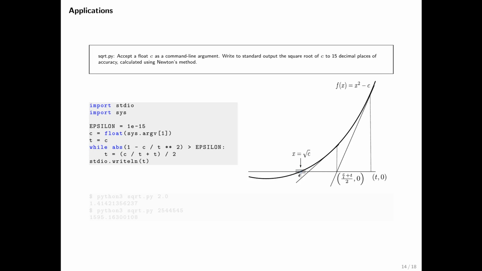Well, we use Newton's method of successive approximation, which works as follows. So we start with an initial guess for the square root. Okay, so we say that our initial guess is t, which is this point here. So the coordinates of that point is simply t comma 0, and t is our initial guess for the square root.